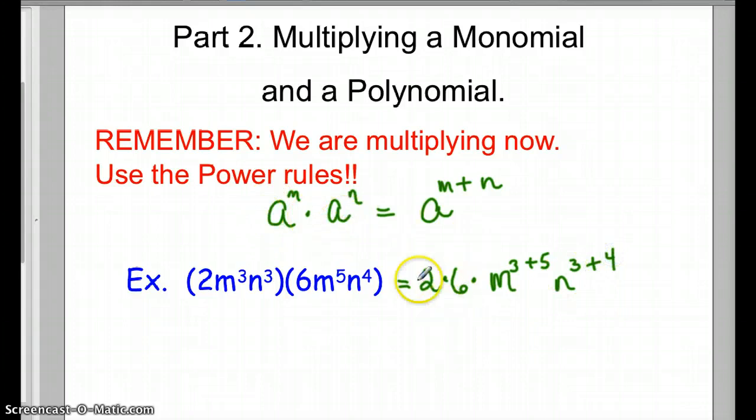So when we multiply exponent expressions with the same base, we simply add the exponents, and this is 12 m to the eighth, n to the seventh. And this expression, 12 m to the eighth, n to the seventh, is a monomial, since it's all multiplication.